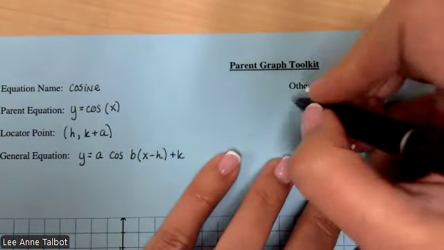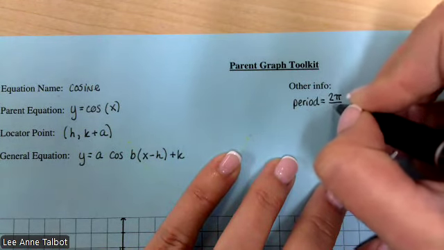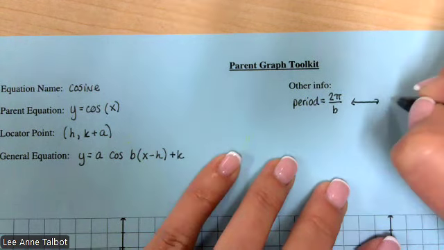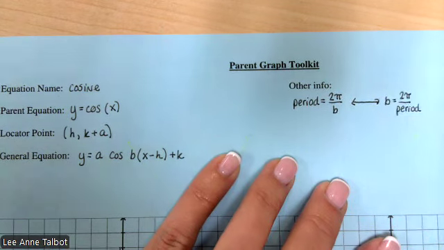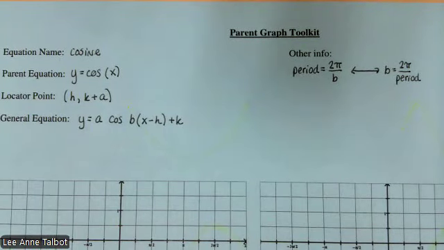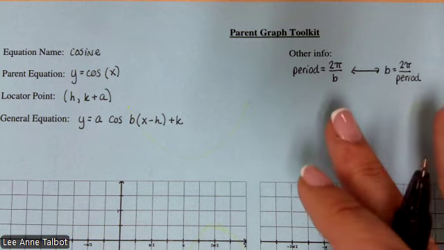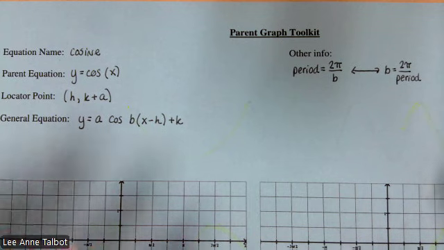Okay, other info, we're going to put the formulas that we put on the other side on this side also. Okay, now we're just going to start. We've already talked about the shape. We're going to draw the general shapes of positive cosine and negative cosine next.